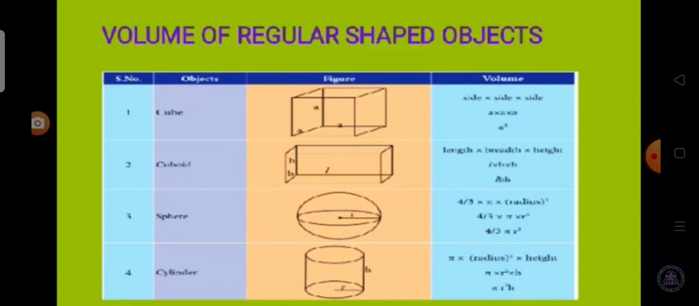The formula for the volume of a cube is side into side into side, that is known as a cube. Volume for a cuboid is length into breadth into height, that is LBH. Volume for a sphere is 4 by 3 pi r cube. Volume for a cylinder is pi r square h.